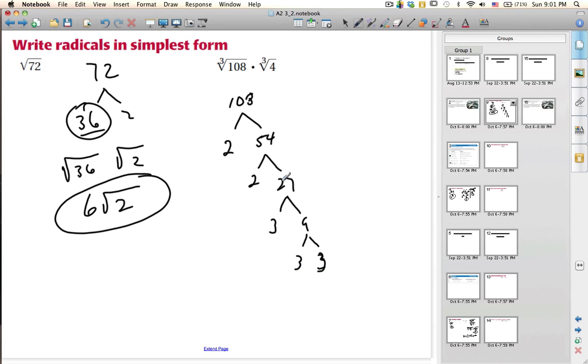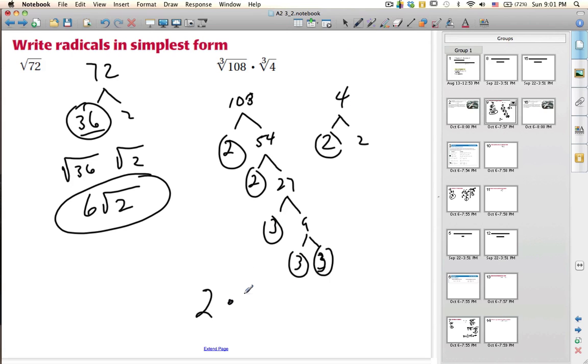So far nothing has shown up 4 times, but then I also have this 4. 2 and 2. So I'll have 2, 2, 2, and 2. Oh, I'm sorry, I was looking for things to the 3rd power, my mistake. I'm looking for items that show up 3 times, not 4 times. So I can pull out a 2. I can pull out the 3, which shows up 3 times. And what remains is this 2. 2 times 3 is 6 radical 2.